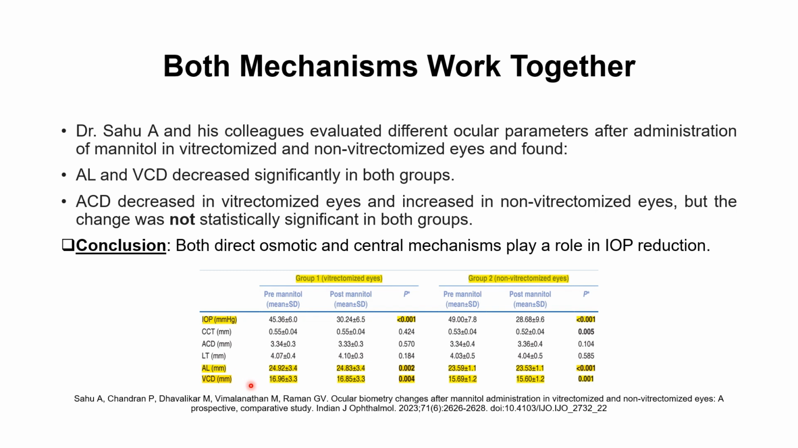So the main conclusion of this paper is that both mechanisms, the direct osmotic effect from drawing water from the vitreous cavity and the central mechanism of decreasing aqueous production, play a role in the IOP reduction effect after giving mannitol, because the vitreous chamber depth decreased even in vitrectomized eyes, and the anterior chamber depth increased even in non-vitrectomized eyes. So both mechanisms work together.